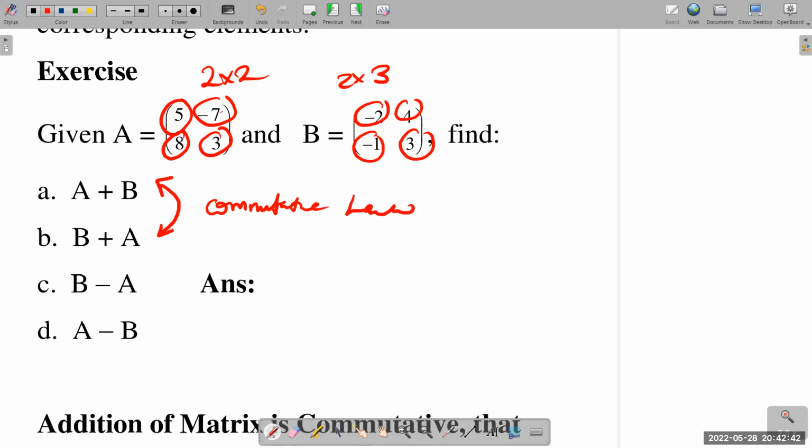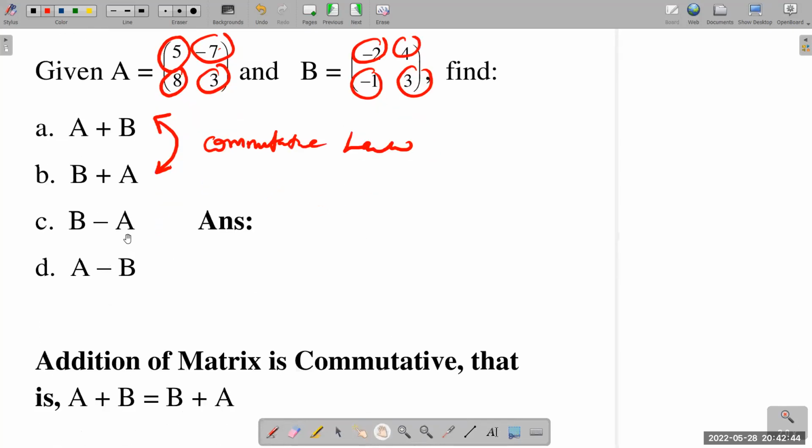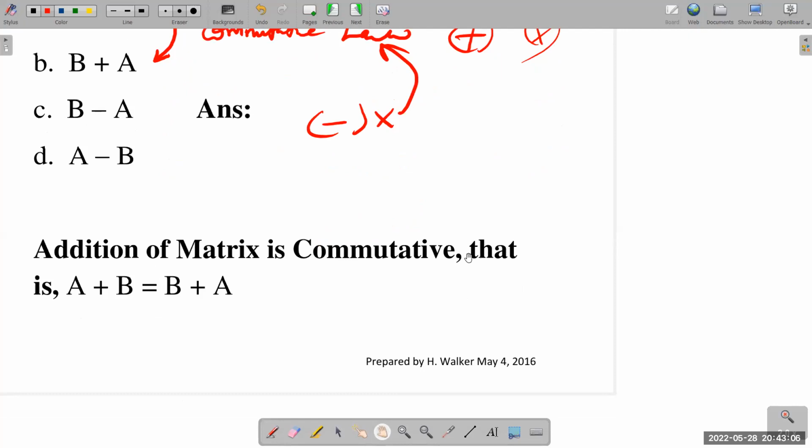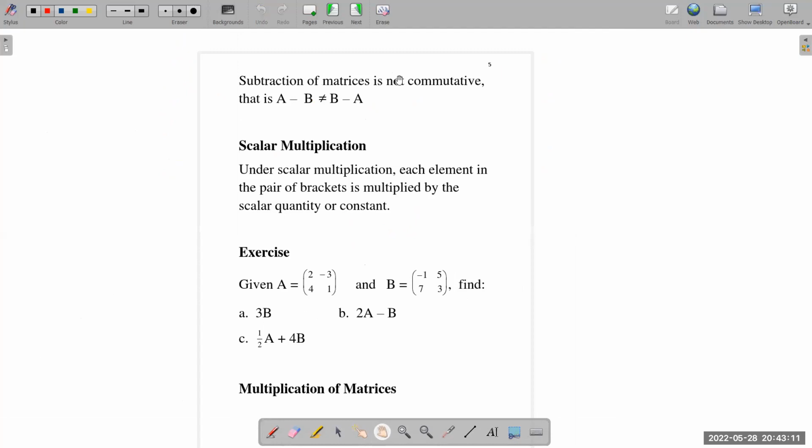Excellent. Now, let me ask this question. Will B minus A be the same thing as A minus B? No, because subtraction does not obey the commutative law. The only operations that obey it are addition and in some cases multiplication, but you still gotta be careful. All right, so look at it. Addition of matrices is commutative. So that's something straightforward. Subtraction is not commutative.